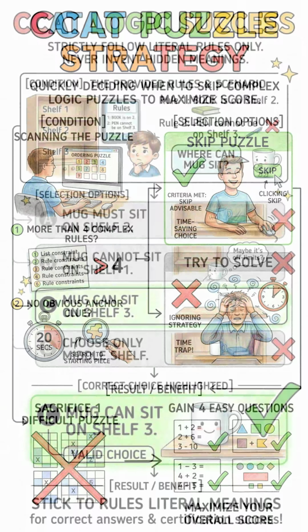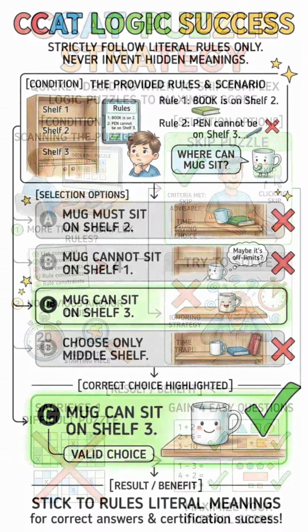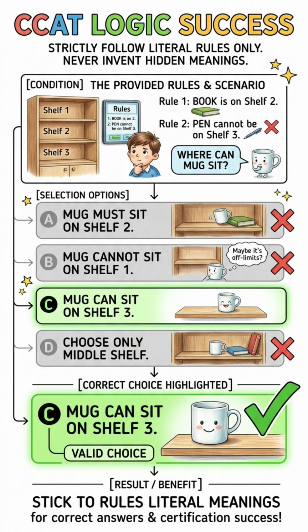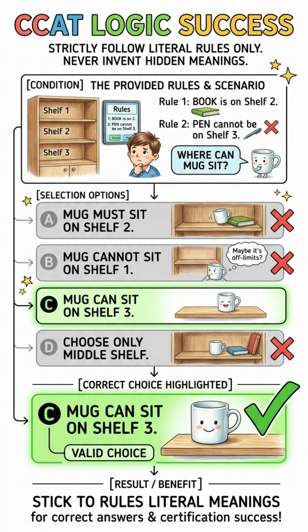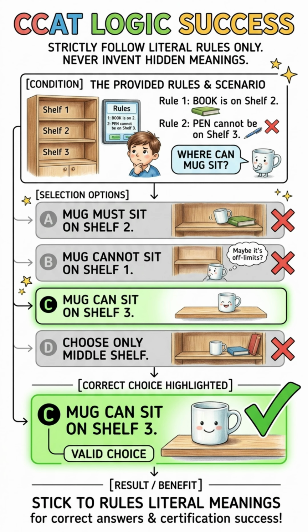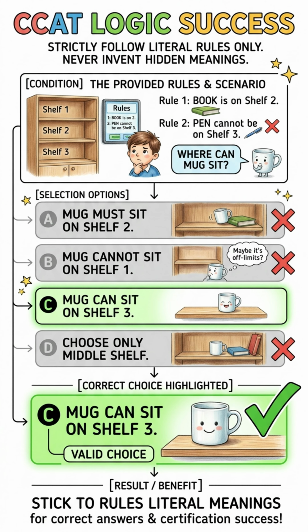The most common reason candidates fail these advanced logic questions is simply overthinking the rules. The CCAT is a standardized test, which means the logic used is standard, predictable, and literal. You must stick strictly to the exact rules provided on the screen and never invent new rules or assume hidden meanings. If the text does not explicitly forbid someone from sitting in the first chair, you must assume it is a valid possibility. Stay literal and trust the rules exactly as they are written.